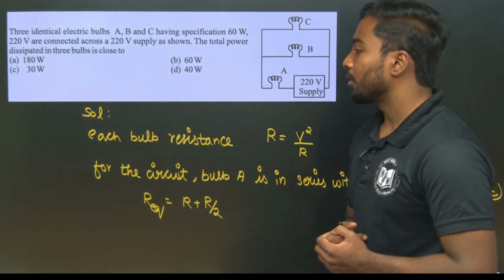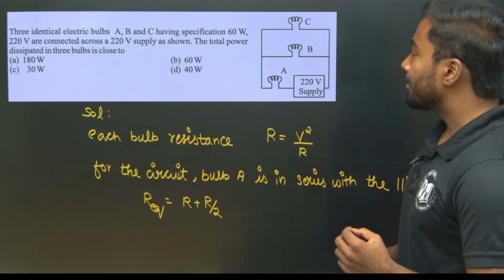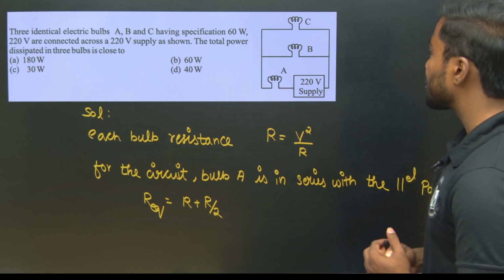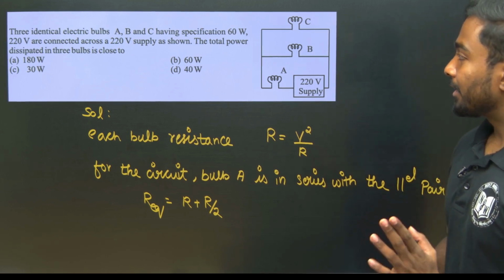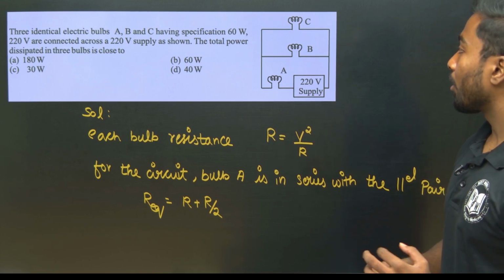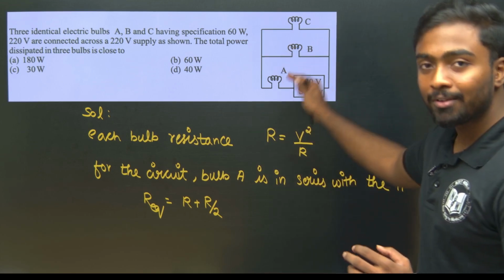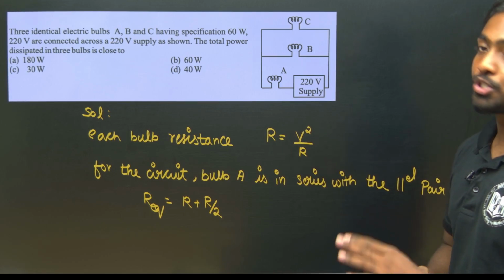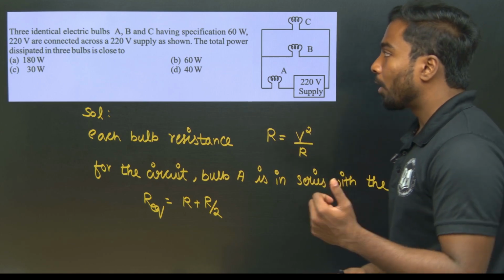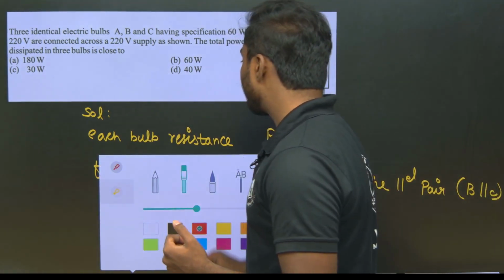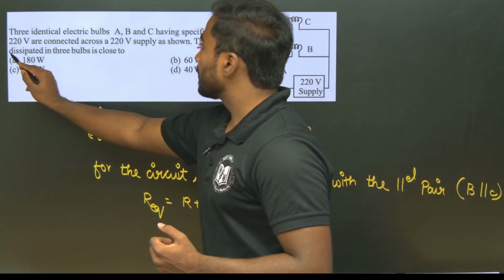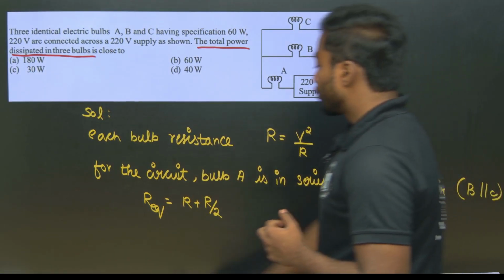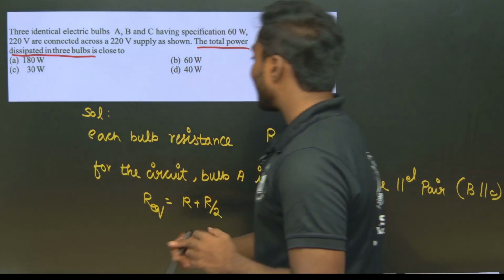The first question of this class is: three identical electrical bulbs A, B, C having a specification of 60 watt, 220 volt are connected across a 220 volt supply as shown in the given figure. The total power dissipated in the 3 bulbs is close to what? So they are asking what is the power dissipated in the 3 bulbs. Now the solution, how to find the answer for this question.